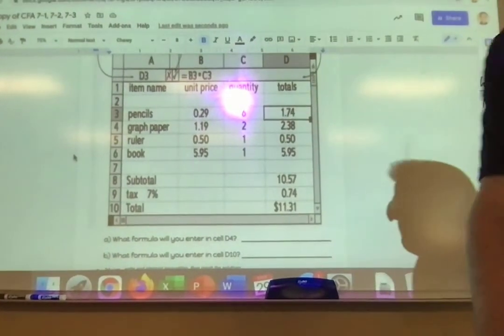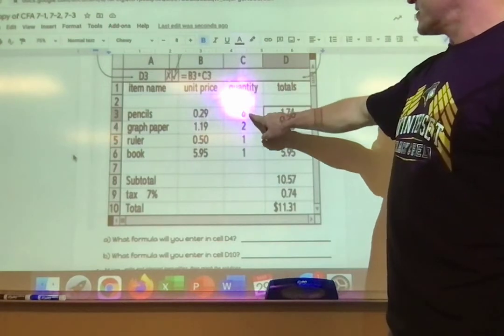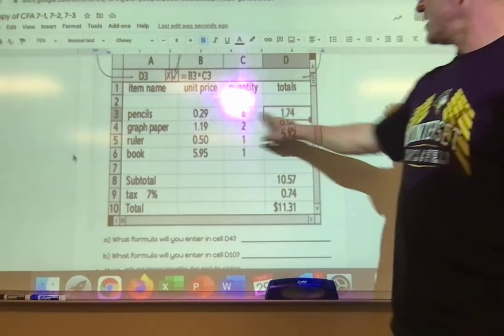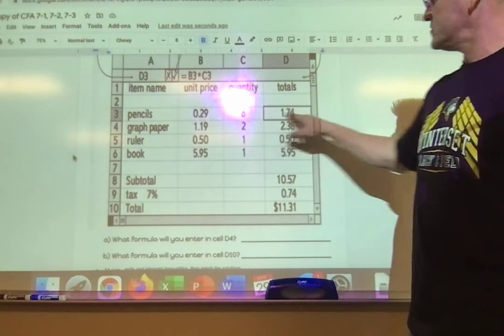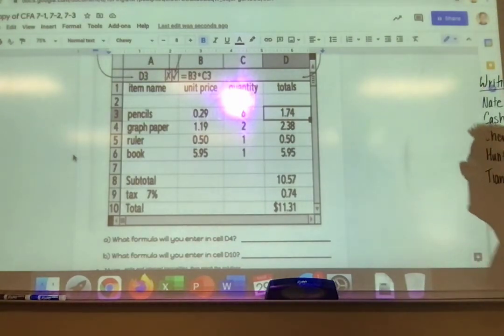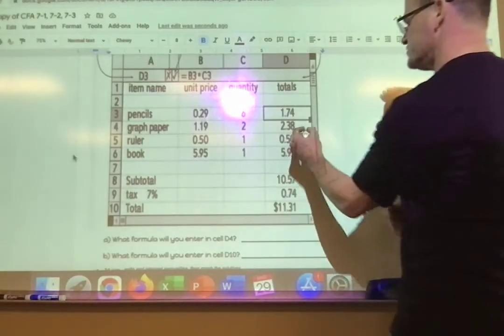All right. So we've got an item name and a unit price. They've got them labeled here, the quantity I want to buy and the total. So I can see here that we're taking the price times the quantity. So I should be multiplying these 2 things to get my total, and we want the spreadsheet to do that for us. So question A asks what formula will you enter in D4, which would be right here.